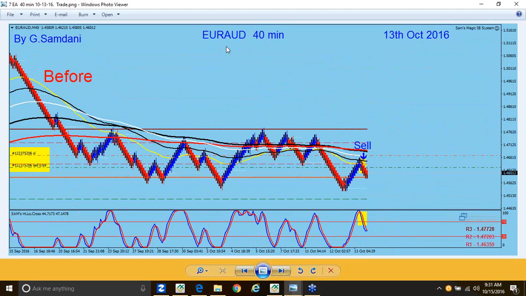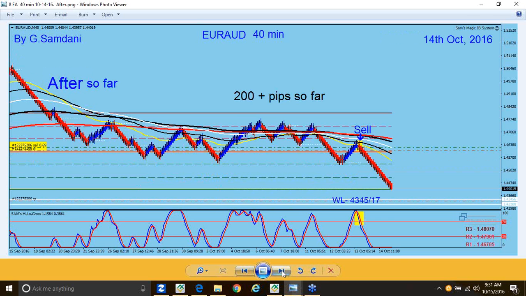On the 13th October, you can see Euro USD again. This was the entry over there, and taken out. Then I closed the trade with profit, and then again on the next day it went up, retraced, and gave me the entry again, and this one went down pretty far. Okay, and you can see, here we go. So this is on the 40-minute chart, and this is the entry, and all the way to around 200 pip.